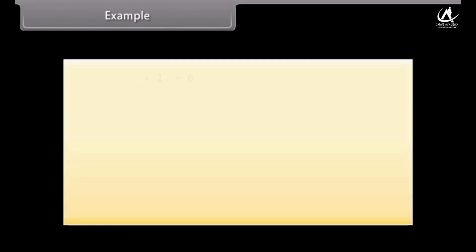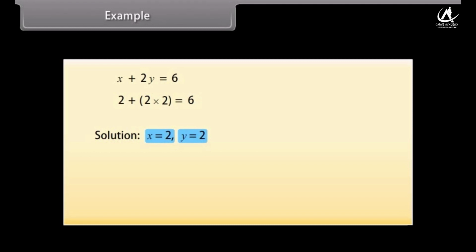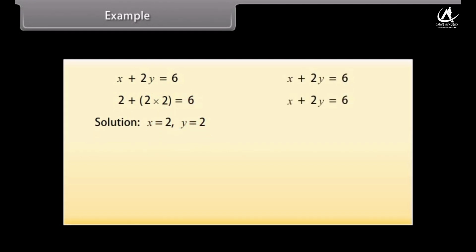Example. Let's now find four different solutions for this equation. By looking at the equation, we can say that x is equal to 2, y is equal to 2 is a solution, because on substituting x as 2 and y as 2, we get the answer 6. Now let us choose x as 0. With this value of x, the given equation reduces to 2y as 6. And substituting y as 3, we get the answer 6. So x is 0, y is 3 is also a solution for x plus 2y as 6.